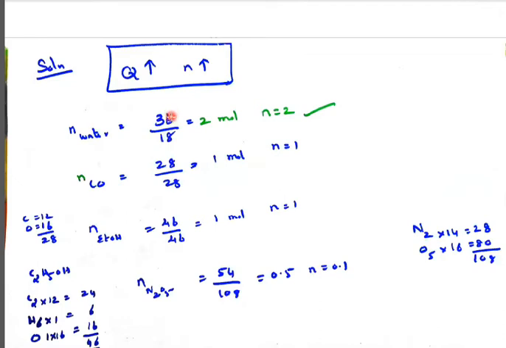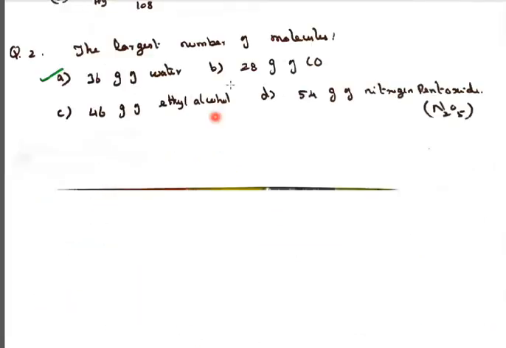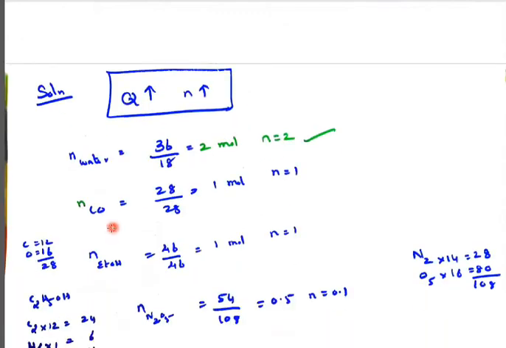The weight of the water is given as 36 grams. We have to calculate its molecular weight. H2O: 2 hydrogen and oxygen is only 1, so 16 plus 2, 18. That is the molecular weight of water. So 36 by 18, we get 2 moles. So N is equal to 2 moles for water. Then the next option is carbon monoxide. The weight given is 28 grams. The molecular weight of carbon monoxide: carbon is 12, oxygen is 16, totally 28. 28 by 28, it is 1 mole.